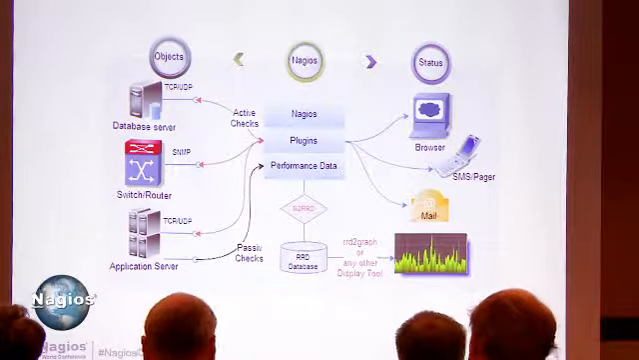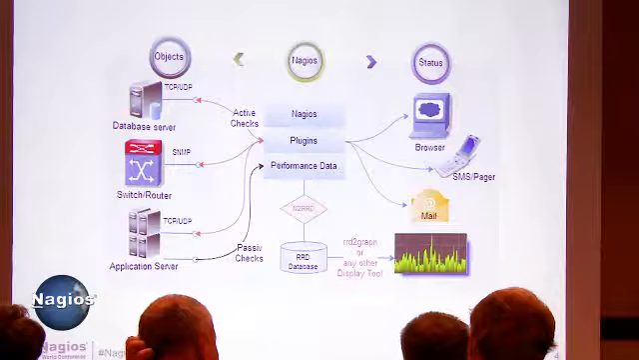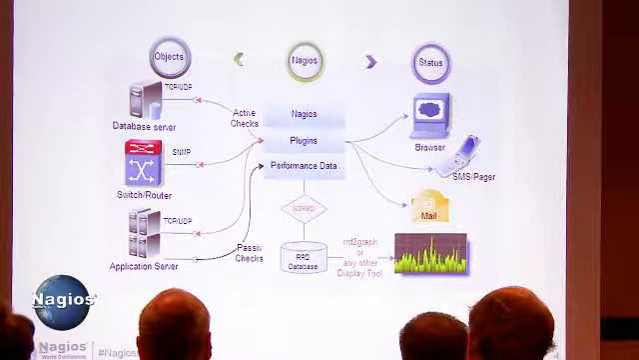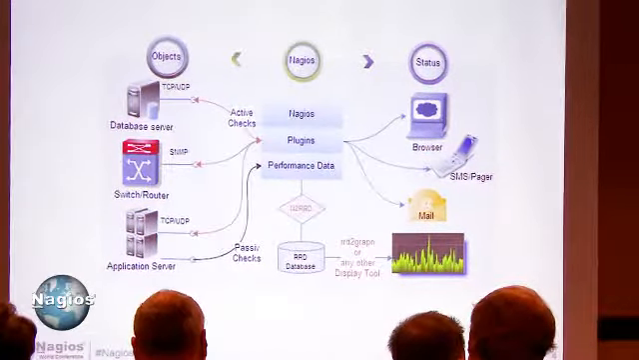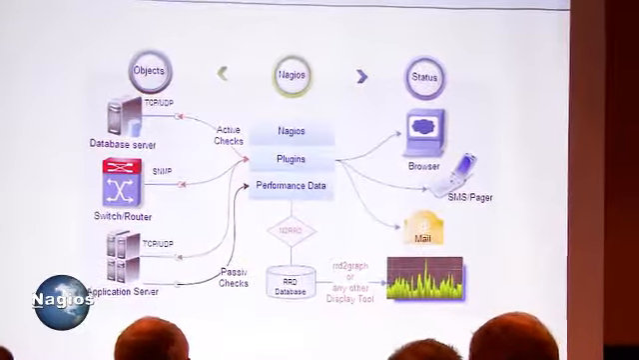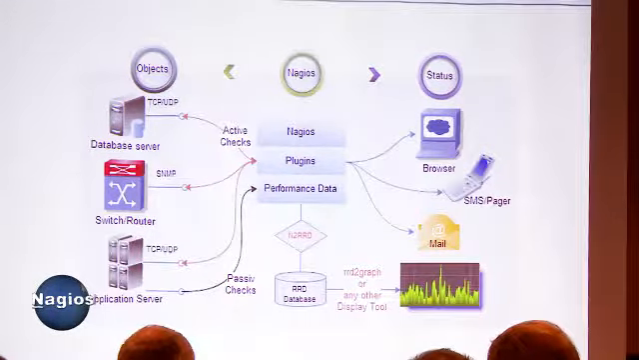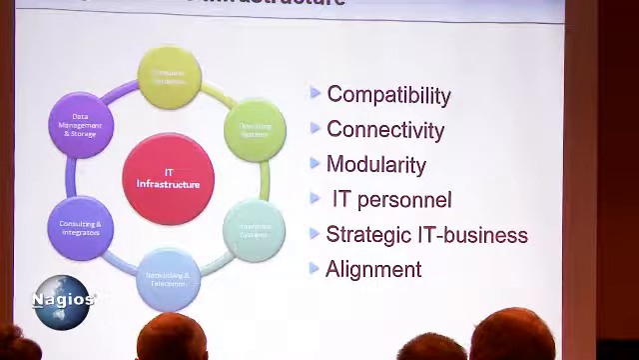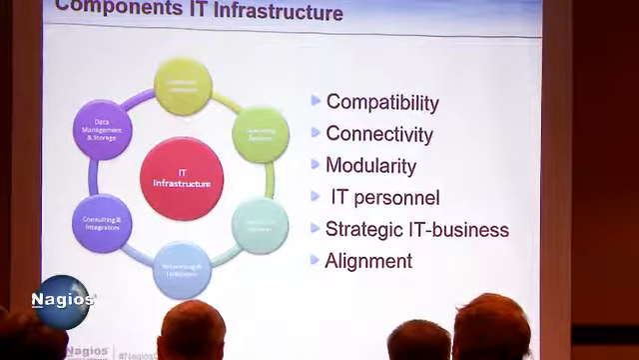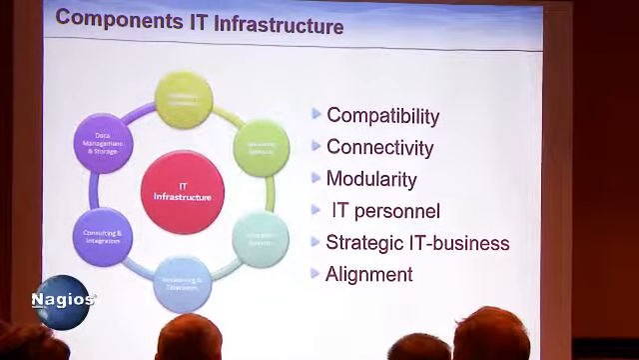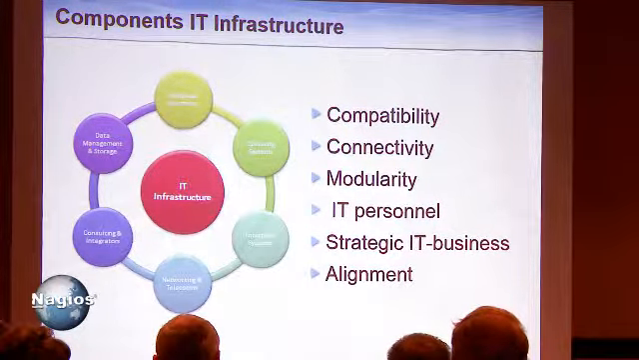Nagios has a status browser, alerting, email, SMS. We can help to be proactive in incidents in the network. Okay, the components in the IT infrastructure: compatibility, connectivity, modularity, IT personnel, strategic IT business, and alignment. How does Nagios help organizations to implement all these things?